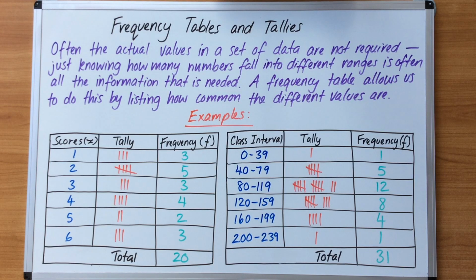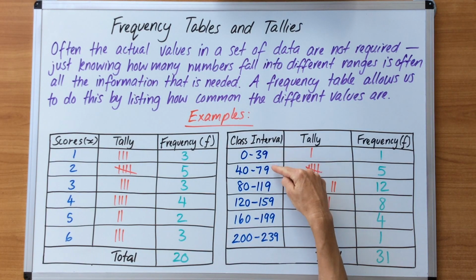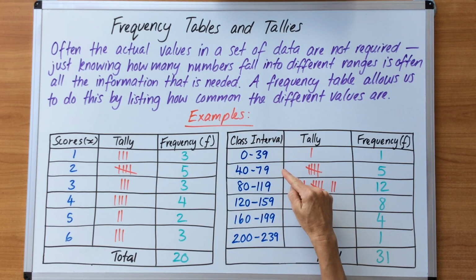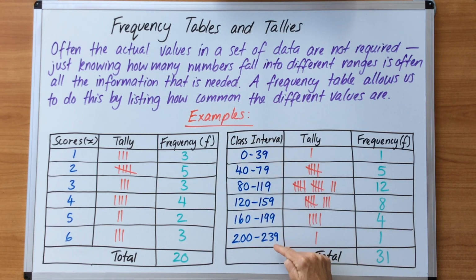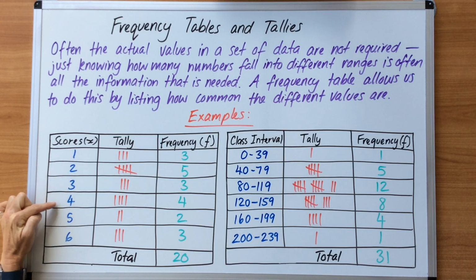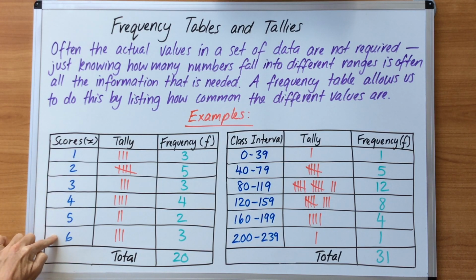I have two examples here for you. Let's look at the column with the blue writing. These are the values. On the left-hand side, we have scores that are individual numbers. And on the right-hand side, we have intervals of numbers. So in this example here, a number or numbers can fall within a range. Going back to the left-hand side, this one here is results or answers or possibilities of 1, 2, 3, 4, 5, and 6. So this is the values.